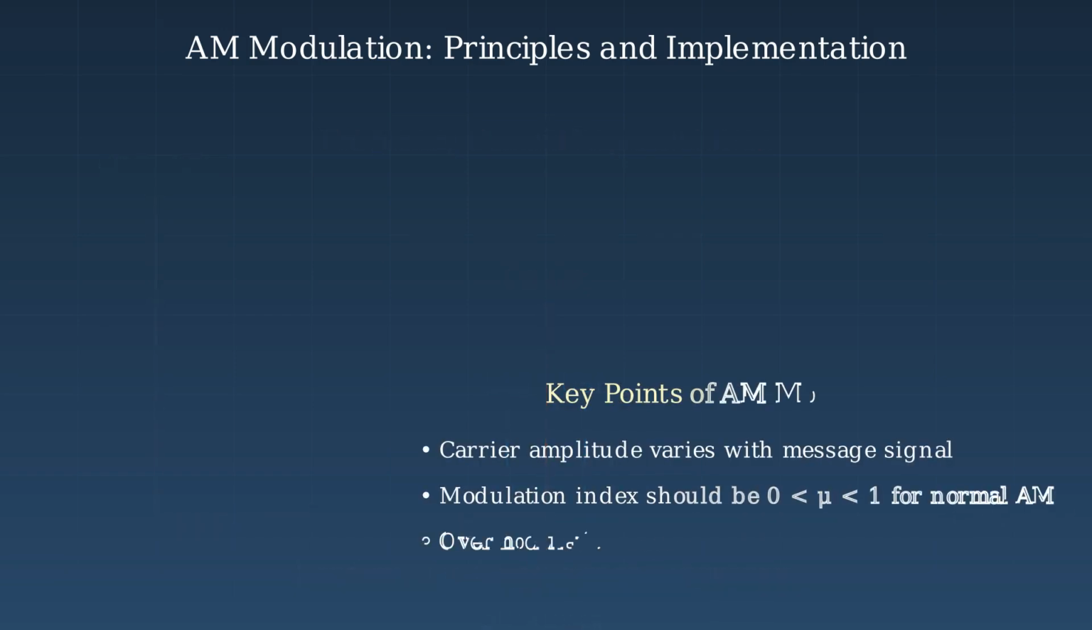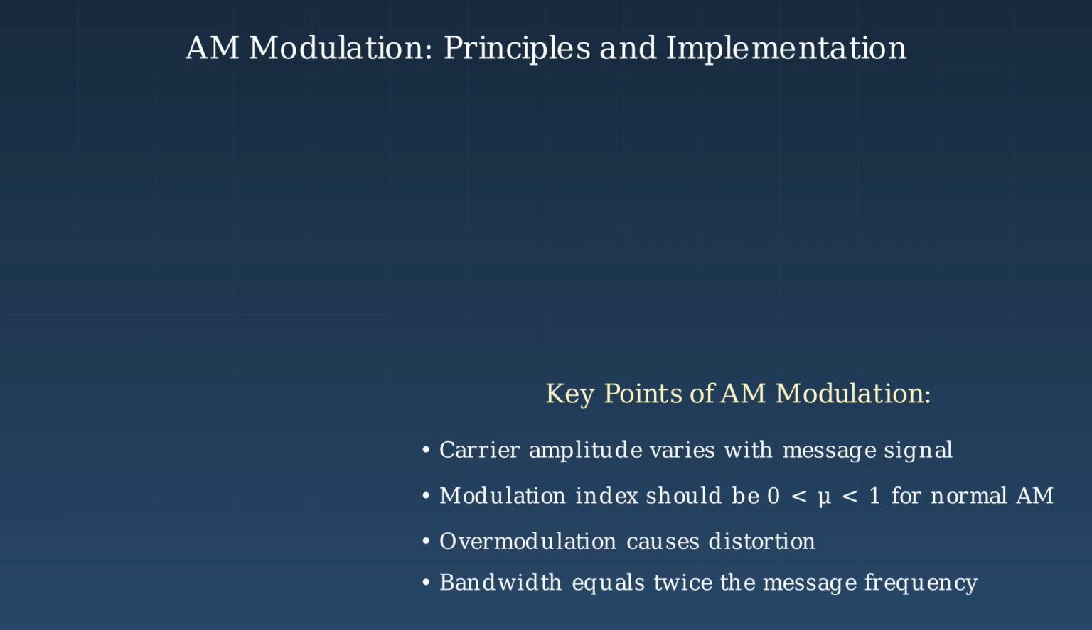To summarize, in amplitude modulation, the carrier's amplitude varies with the message signal. The modulation index should be between 0 and 1 for normal AM. Overmodulation causes distortion, and the bandwidth equals twice the highest frequency in the message signal.